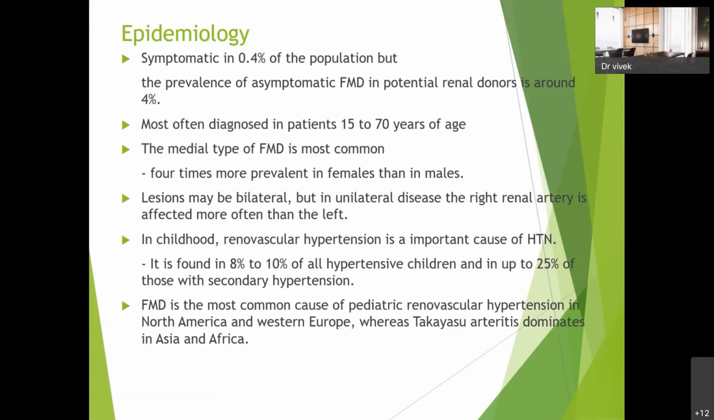In childhood, renovascular hypertension is an important cause of hypertension and is seen in up to 8 to 10% of hypertensive children, and up to 25% in those children with secondary hypertension.